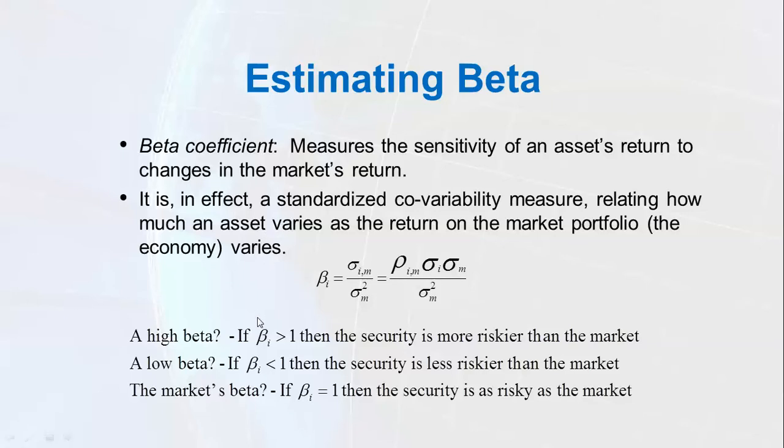As for the value of beta, if beta equals 1, then the risk on the security is similar to the market. So if beta equals 1, the security is as risky as the market. If beta is less than 1, the security is less risky than the market. If beta is greater than 1, the security is riskier than the market.